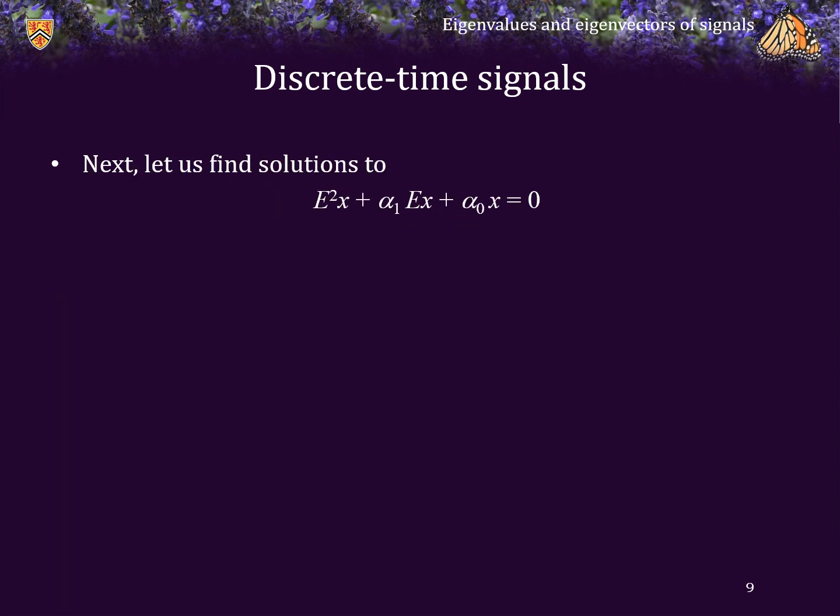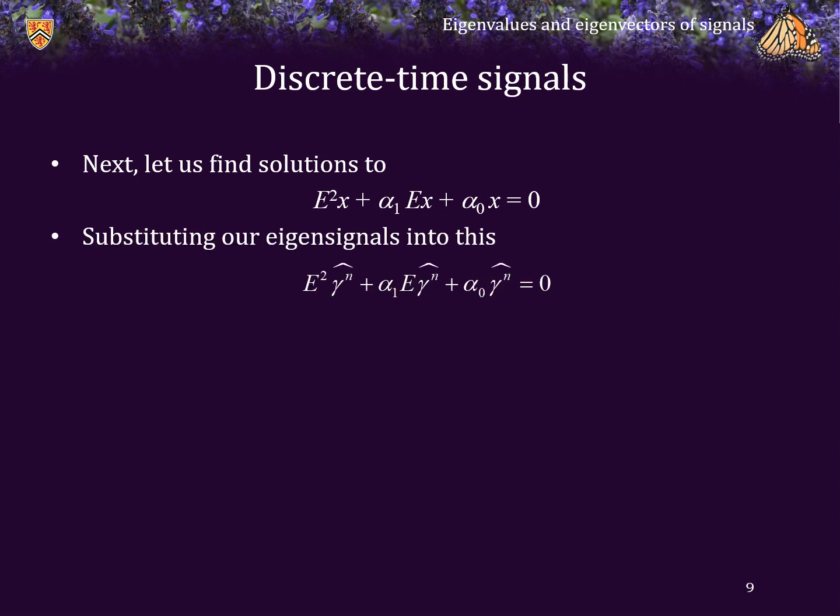Let us now consider finding solutions to this problem. The advance operator applied twice to x plus alpha 1 times the advance operator applied to x plus alpha naught times x is equal to the 0 signal. Substituting in our eigensignals into this, we get the following expression. But, of course, if we apply the advance operator once to that eigensignal, then we just get gamma times that eigensignal. And if we apply the advance operator twice, we get gamma squared times that geometric sequence, where again the common ratio is gamma.